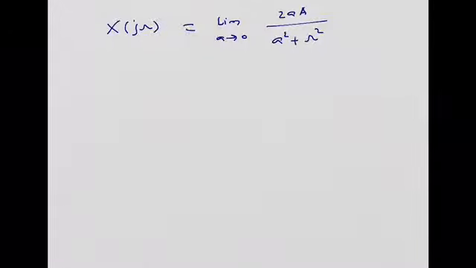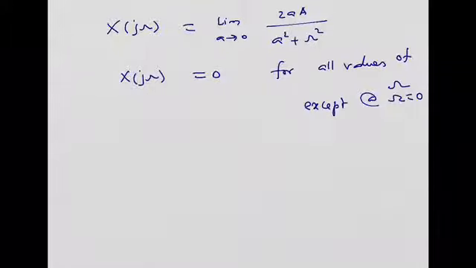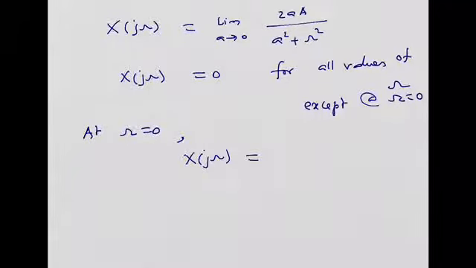Right? It's a peculiar situation. The above equation X of j omega is equal to 0 for all values of omega except at omega is equal to 0 because of limiting condition a tends to 0. At omega is equal to 0, this is specially treated. X of j omega is considered to be an impulse shape spectrum with the magnitude k.